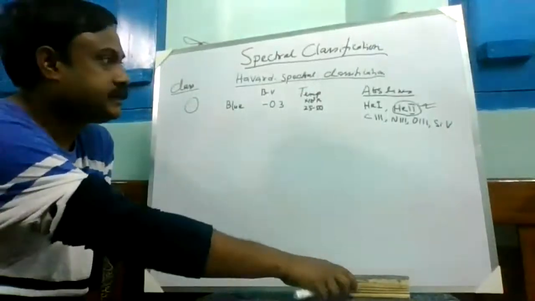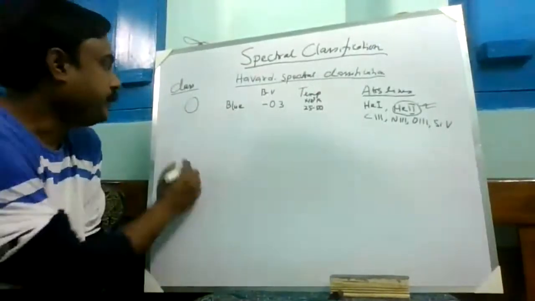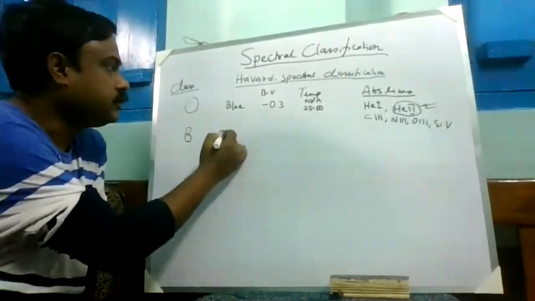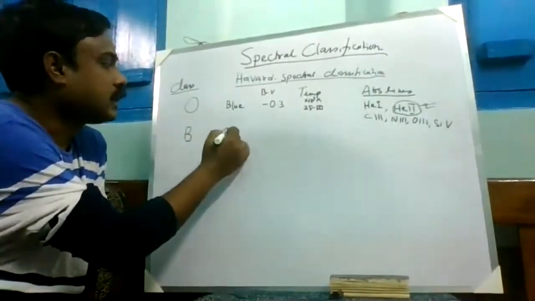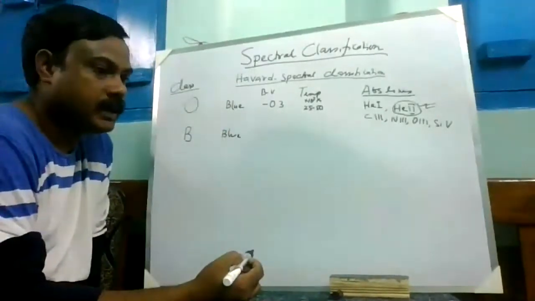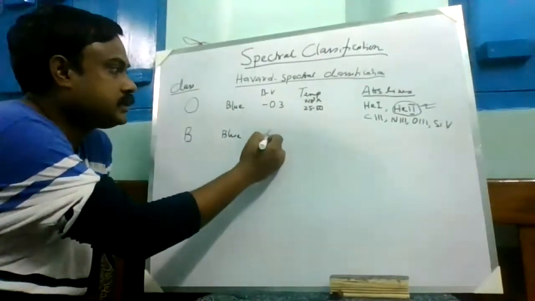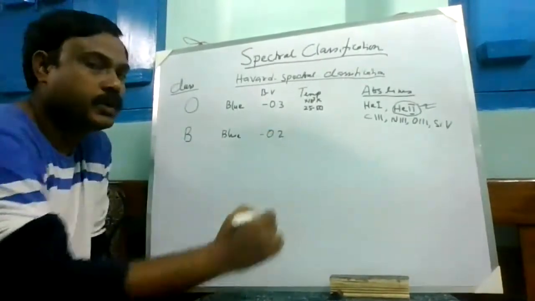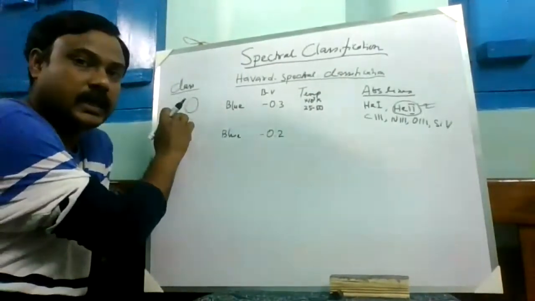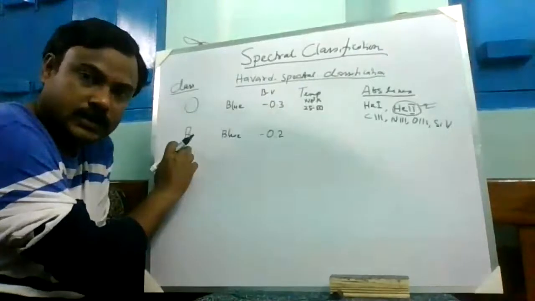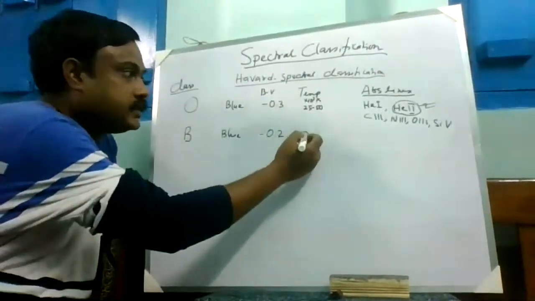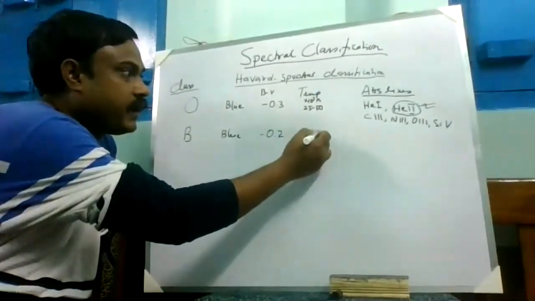And then the next spectral classification is B. Its color is also blue. Its B-V index is minus 0.2. That means here the blue component is higher in O and lower here. Its temperature is in the range of 11,000 to 25,000 Kelvin.